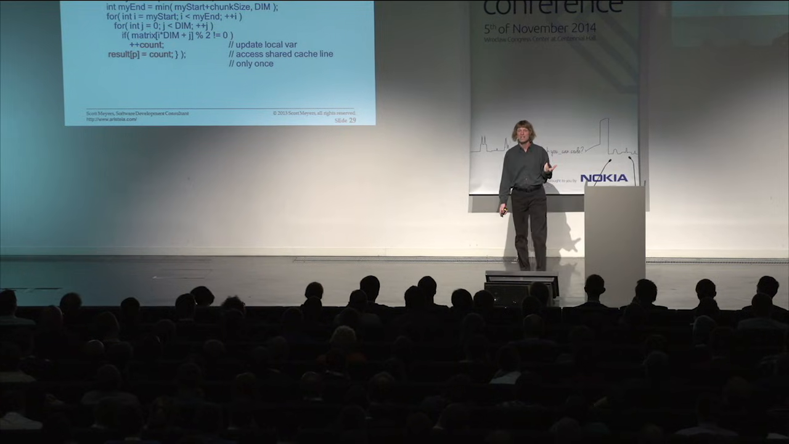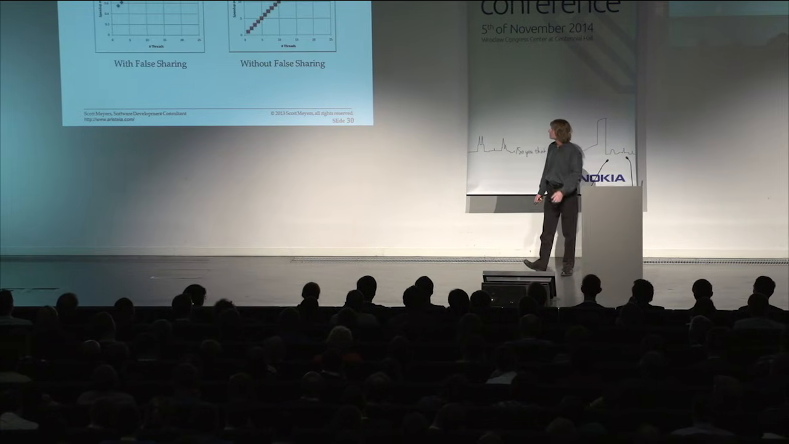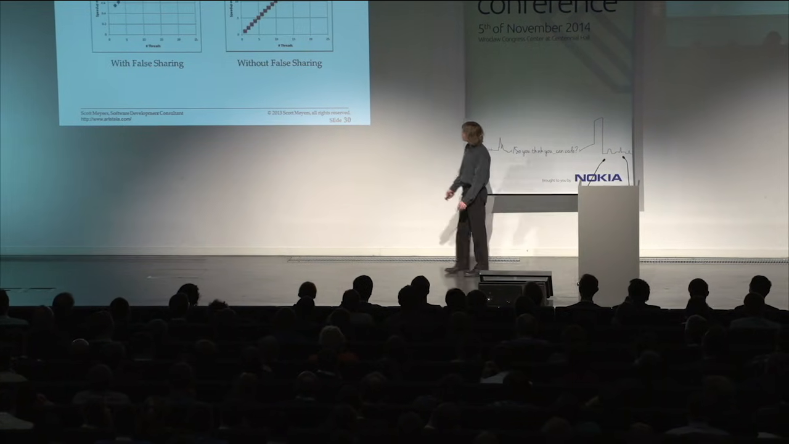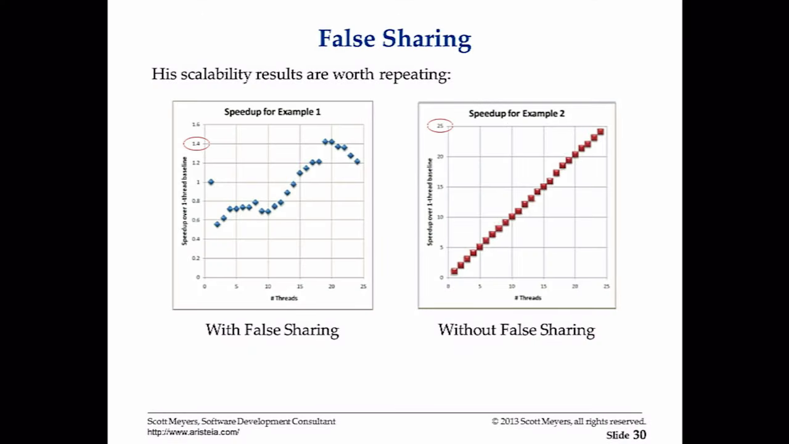And it's worth reminding ourselves what the results are. So with false sharing, the fastest we ever got was a 40% speed up, and that was with about 20 times the number of threads as a serial traversal. If instead we eliminate false sharing, we get perfect scalability. This is why false sharing is important. And it's purely a CPU cache issue.